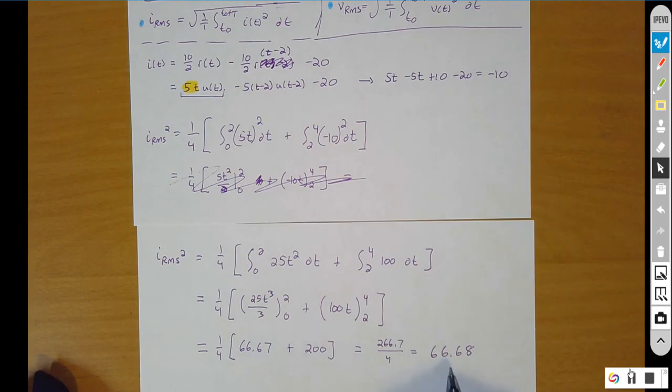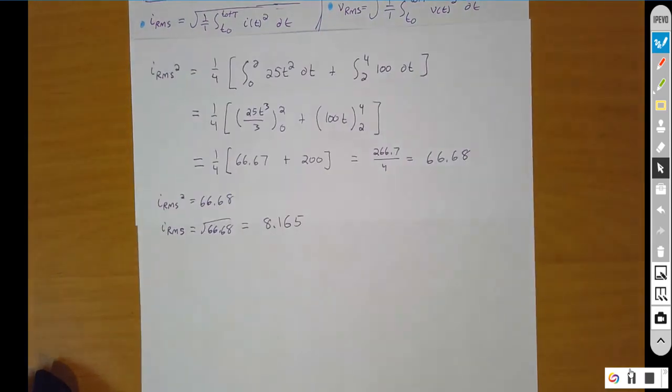You'll eventually get to 66.68. Now you're going to check that against the answer and be like, well, that's the wrong number. But you have to remember, we're saying that I_RMS squared is equal to 66.68. So to find I_RMS, we just take the square root of that. And then you'll get the number in the answer, which is 8.165, just to keep 4 sig figs. There you go.